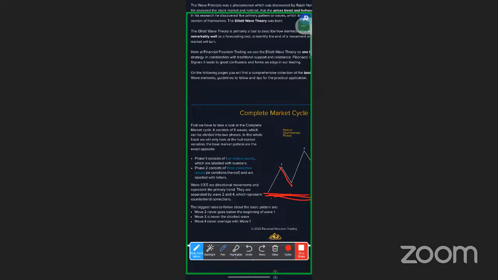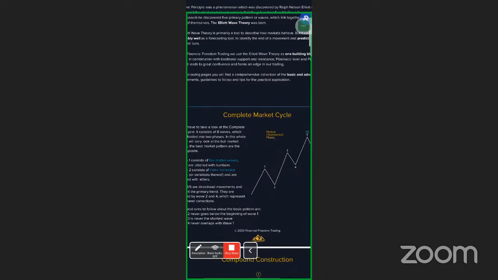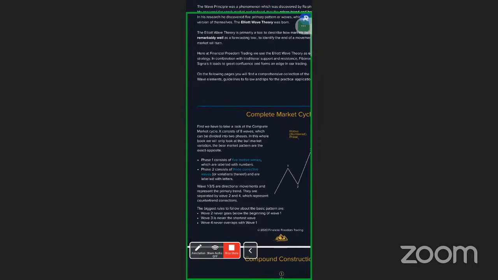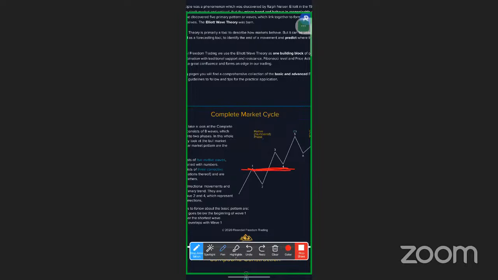Wave 3 is never the shortest wave. You see on all these waves, this is usually a very long wave. It is never the shortest wave. Then the fourth rule is that wave 4 never overlaps with wave 1. Now, wave 1 is here. You see where wave 1 is. So you don't expect wave 4 to come down here. No. So those are the rules.